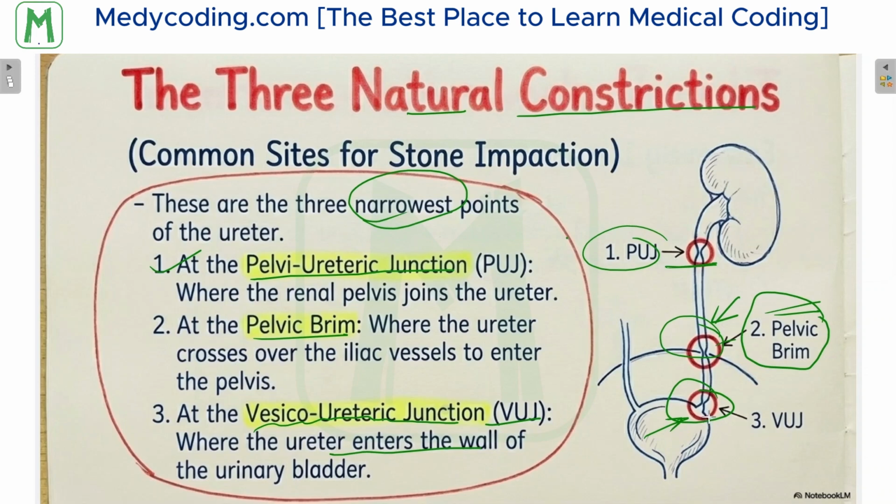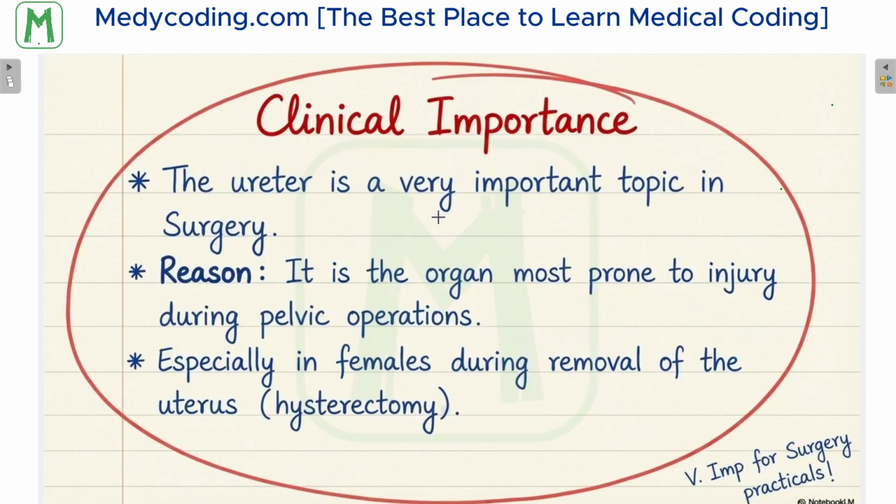So at all 3 points, the chance of obstruction by a stone is maximum due to this natural stricture. Why is the ureter very important for surgery, especially for females? It is because ureteral injuries can happen during open or endoscopic pelvic surgery. More than half of these injuries occur during gynecologic surgery, while the rest happen during colorectal, general, vascular, or urologic surgeries. So, we are ending this lecture and thank you.